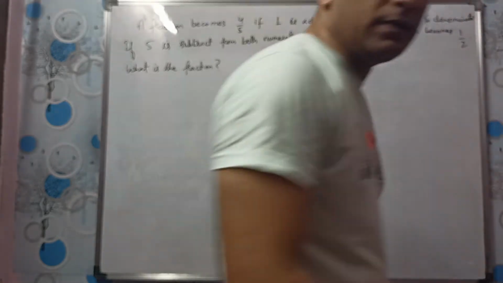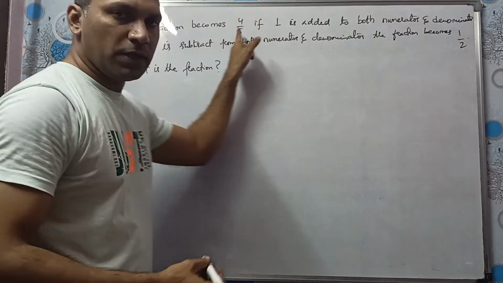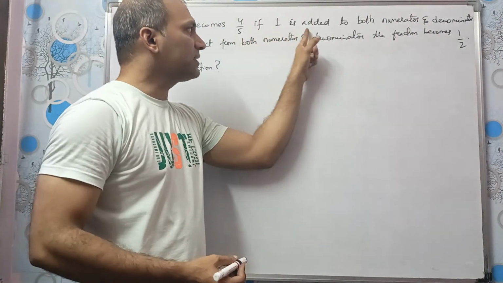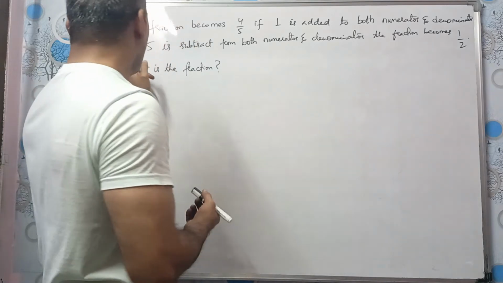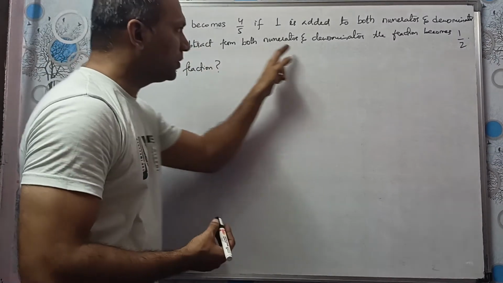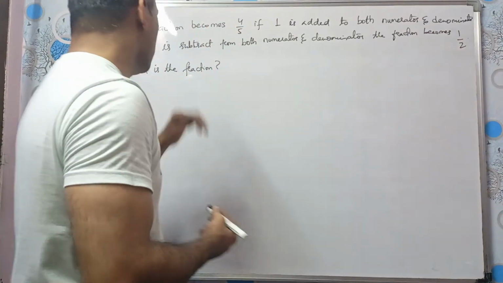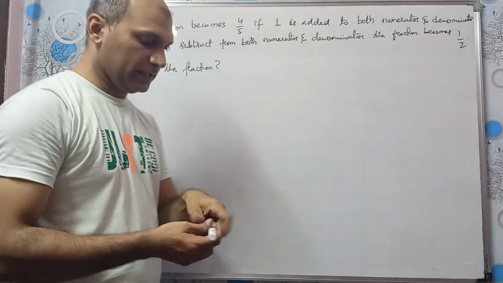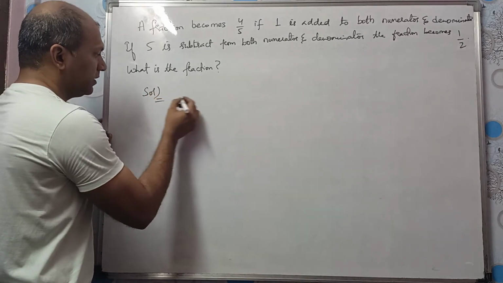Okay. Let us solve this word problem. A fraction becomes 4 by 5 if 1 is added to both numerator and denominator. And if 5 is subtracted from both numerator and denominator, the fraction becomes 1 by 2. Find the fraction. Alright. So we don't know what is the numerator and what is the denominator, right?